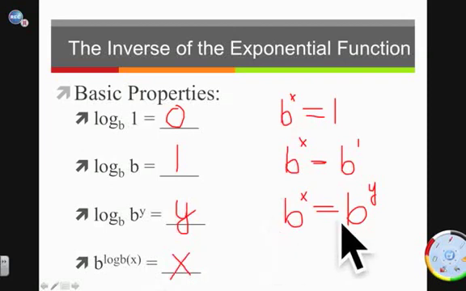So that's our 4 basic properties that we're going to use to help us do this stuff without a calculator. Do some of it. You can't always do all of it without a calculator. Try to do as much as we can, because it actually makes you a faster mathematician.